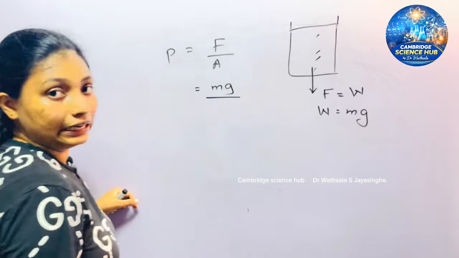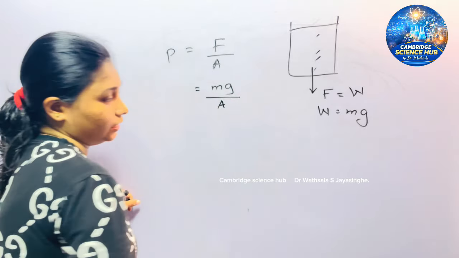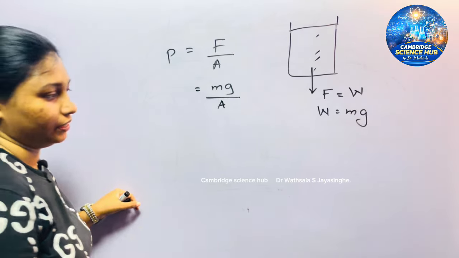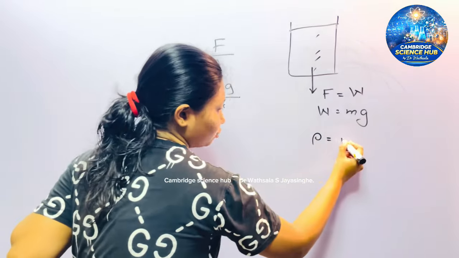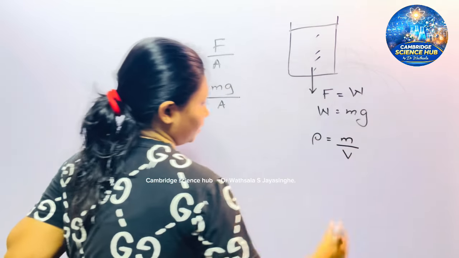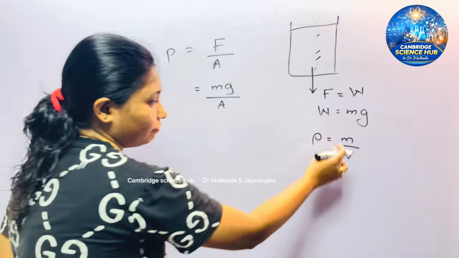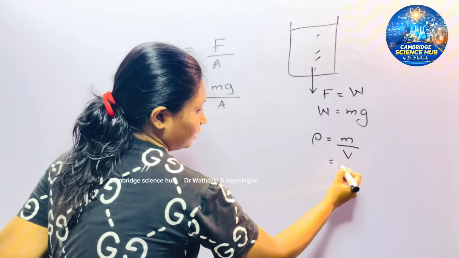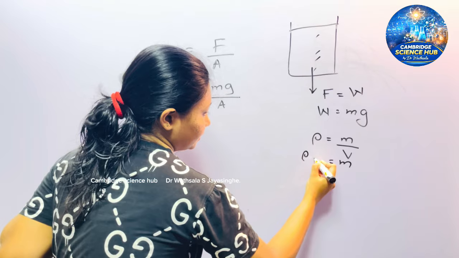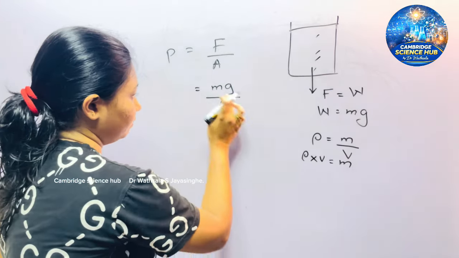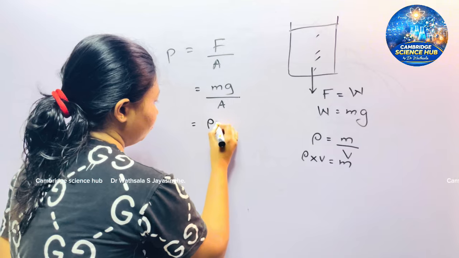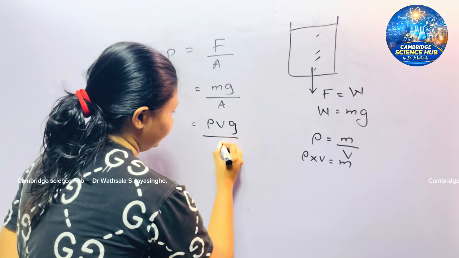Over area. And we studied in the density chapter that density is equal to mass over volume. Now, making mass the subject, mass is density times V, rho V. So instead of m, just write rho V g over A.